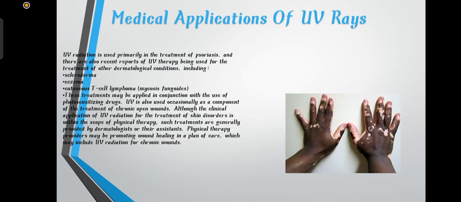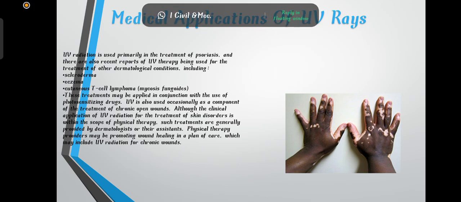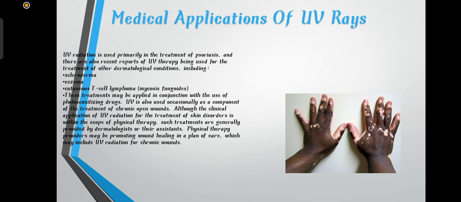Medical application of UV rays. UV radiation is used primarily in the treatment of psoriasis, and there are also recent reports of UV therapy being used for treatment of other dermatological conditions including scleroderma, eczema, and cutaneous T-cell lymphoma. These treatments may be applied in conjunction with the use of photosensitizing drugs. UV is also used as a component of treatment of chronic open wounds.